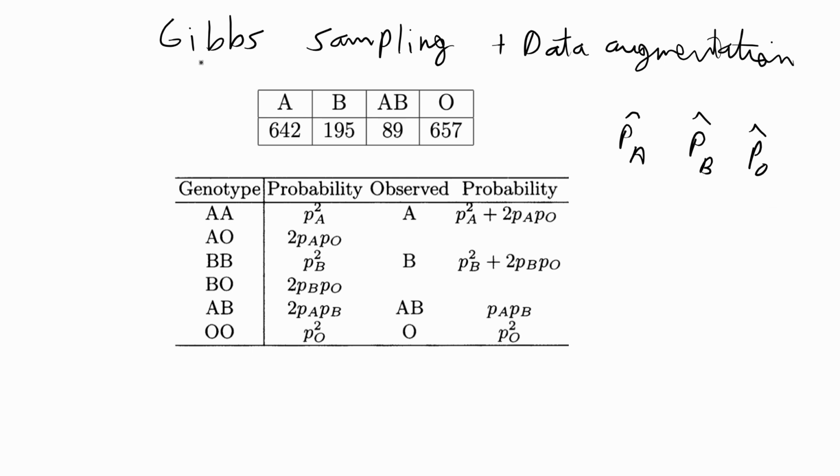And in this video, we're going to use Gibbs sampling with data augmentation to solve this. So in this video, I'm going to estimate these parameters using Gibbs sampling to sample from a posterior distribution. This idea comes from Bayesian statistics, so this is also kind of like a Bayesian statistics video.